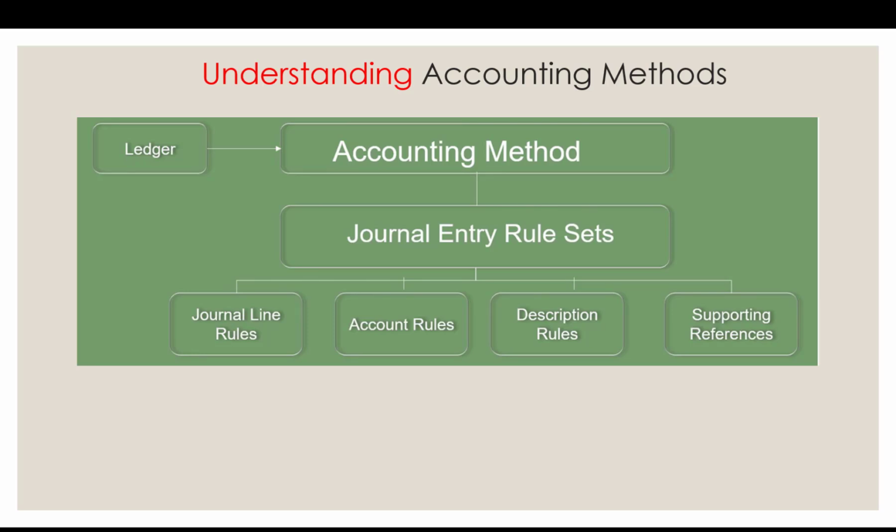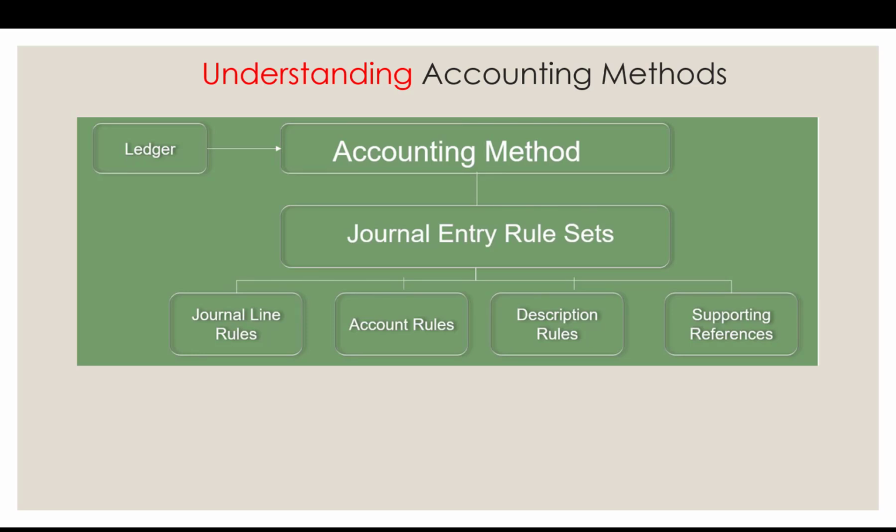Accounting methods, or SLA methods, are a group of rules used by the subledger accounting engine to determine how to create journal entries from transactions and setup data. A SLAM is a group of subledger journal entry rule sets. Subledger journal entry rule sets provide the definition for generating a complete journal entry for an accounting event.